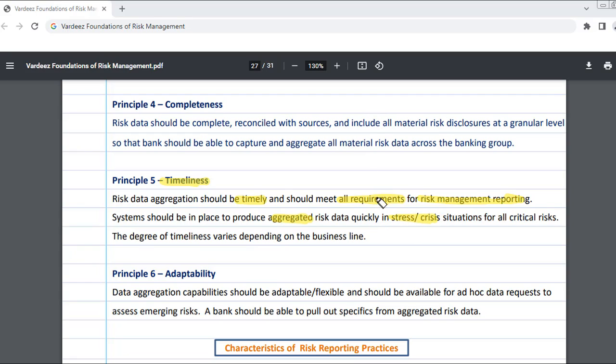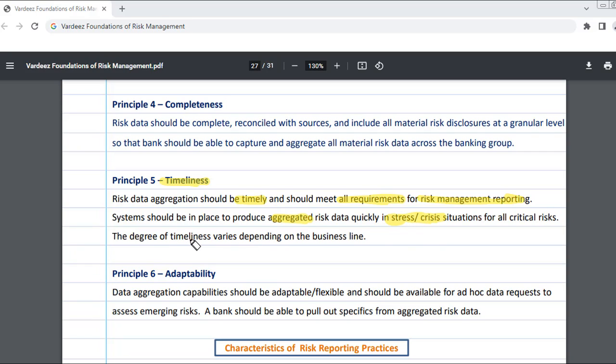As we talk about these principles, we see that there has been a lot of emphasis on the data aggregation and risk reports being very helpful during times of crisis or stressful situations, because that is when the banks actually need them the most. So it's very important that it has to be complete and timely.